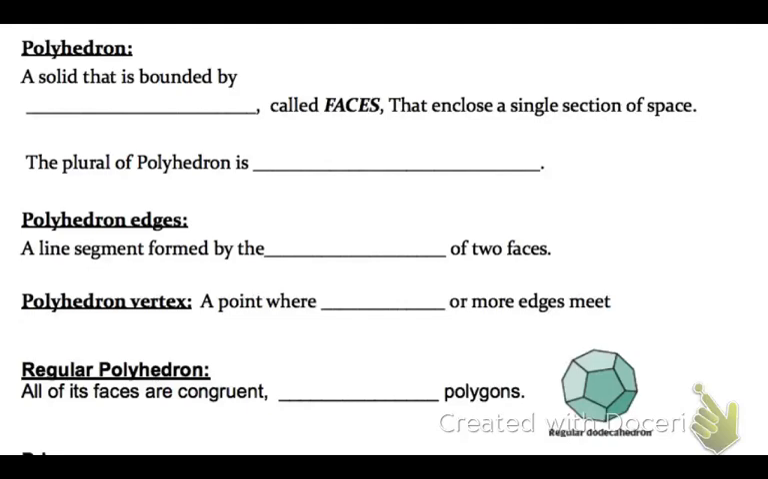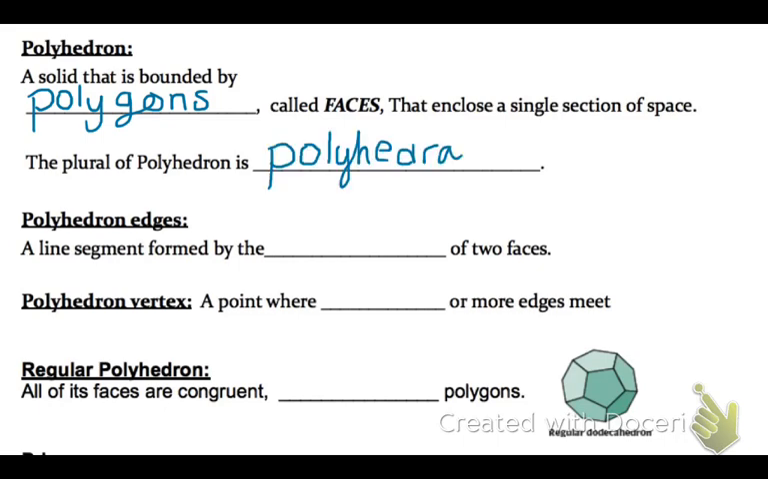Hello, today we are going to discuss polyhedrons and classifying solids. As we see here, the solid is bounded by polygons. These polygons are called faces that enclose a single section of space. The plural of polyhedron is polyhedra.